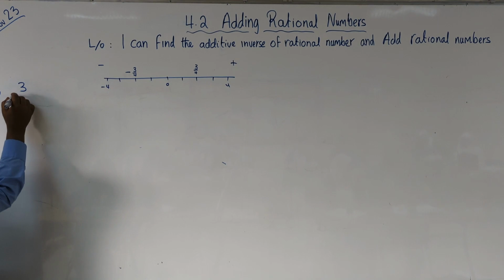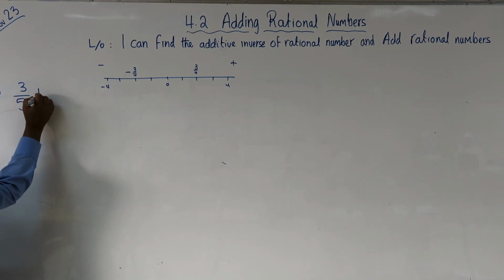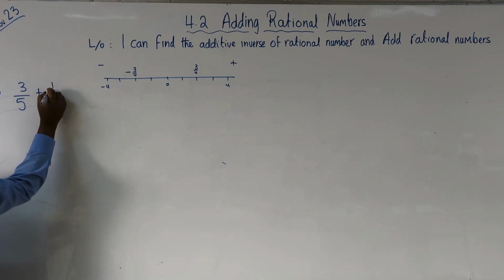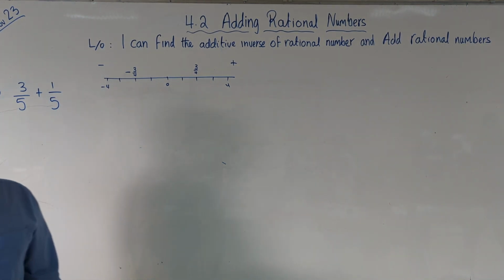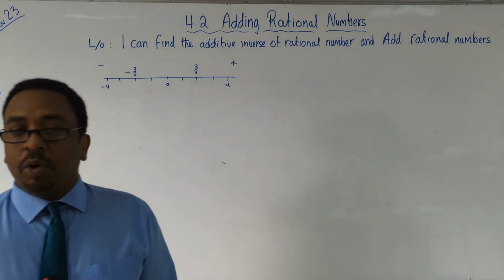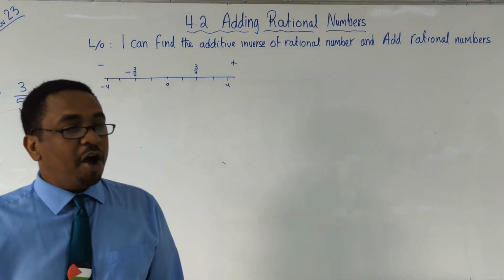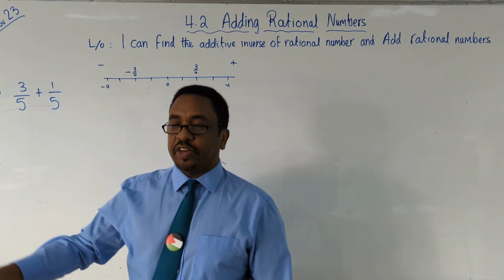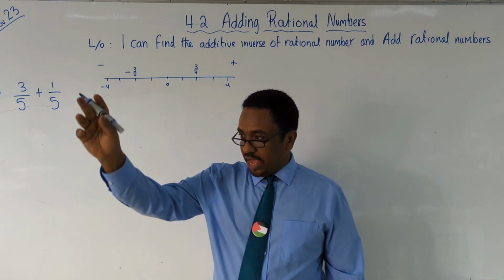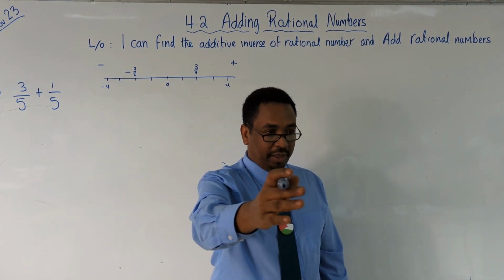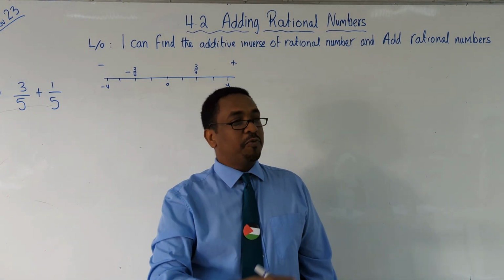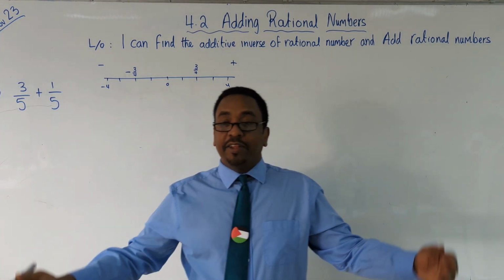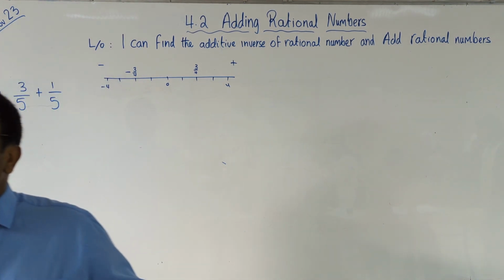If I give you 3/5 plus 1/5, how do we add these fractions? Can you write that down? Where do we start? How many of you know how we add these fractions? Just put your hand up. 1, 2, 3, 4, okay, 5, 6. Okay, 6 of you know how to add this. How do we add fractions?